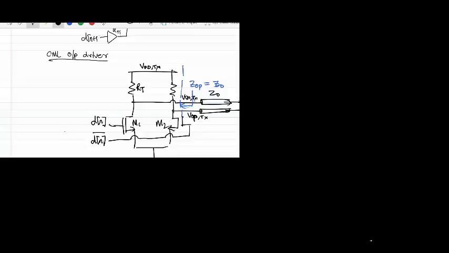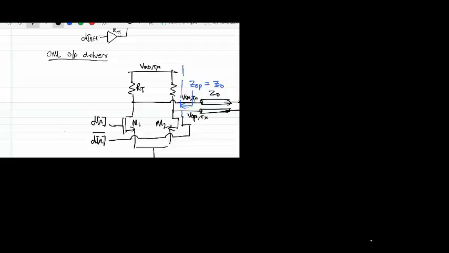V, again assuming that VDD TX and VDD RX are the same. Otherwise, they will also play a role. VDD minus I naught by 2 into RT by 2. This is a simple thing, right? Your I naught by 2 current is split in 2, and I naught by 2 current flows through 2 resistances, which are RT and RT. So that is equal to I naught into RT by 4.